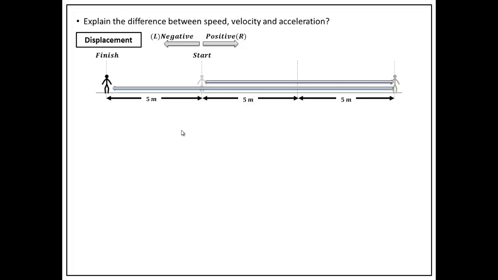So it would be 25 meters. However, his displacement would only be 5 meters to the left, or negative 5 meters. Okay, so now we've got a grasp of displacement, we can now look at velocity.